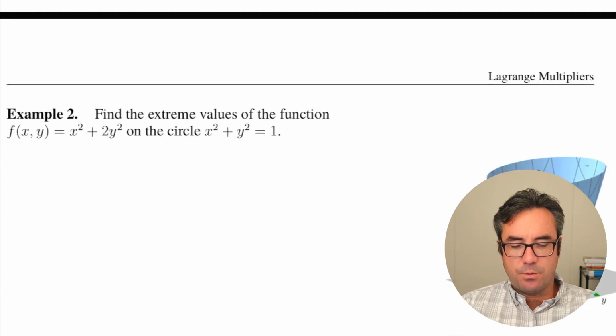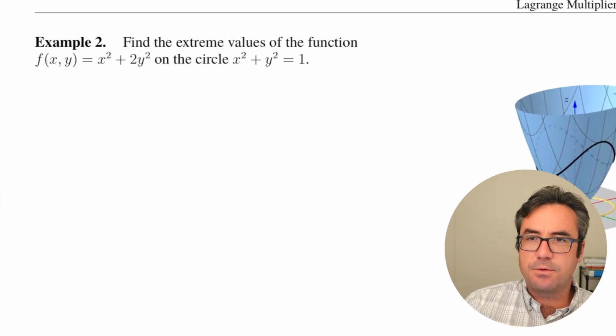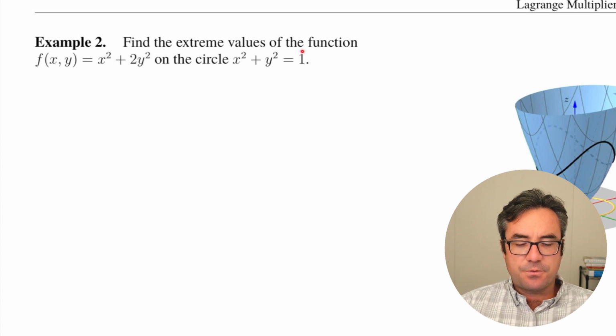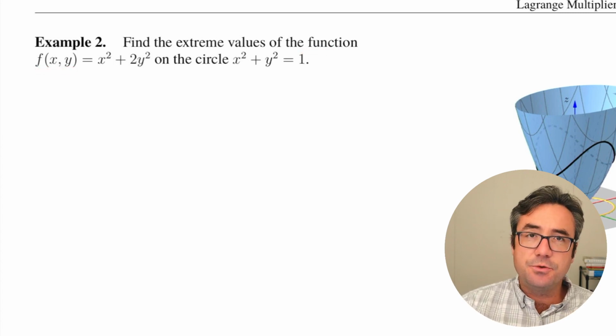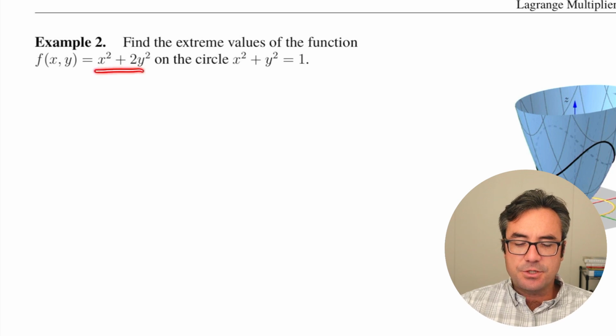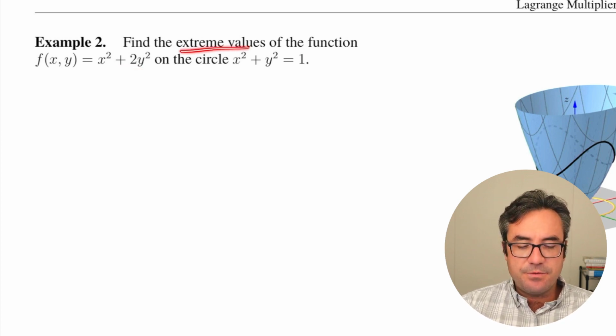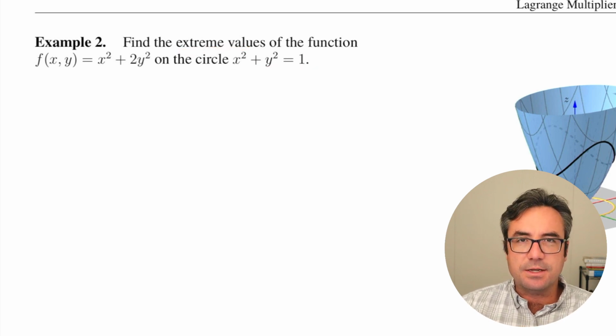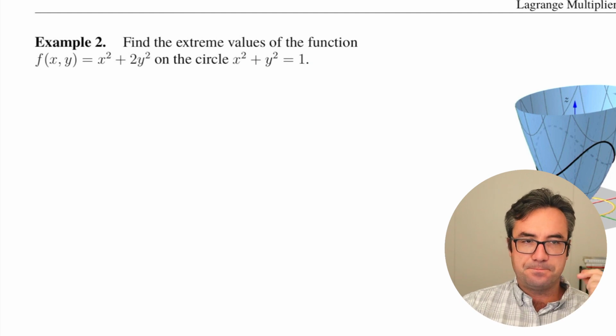We're going to do example 1, don't worry. But for right now, we're going to look at example 2. So we want to find the extreme values for the function f of xy. So we're in the 2 variable case. And our function here is x squared plus 2y squared. And we want to find the extreme values subject to this constraint, that they have to sit on the circle x squared plus y squared equal to 1.